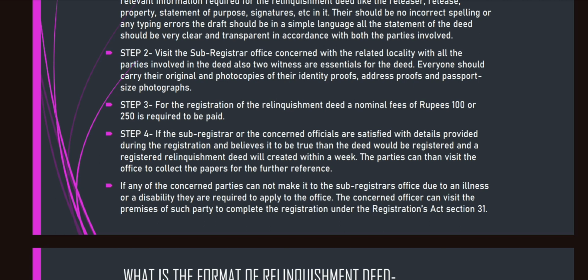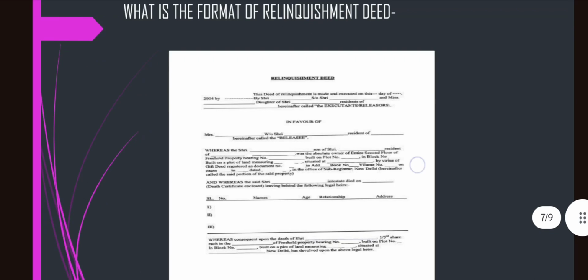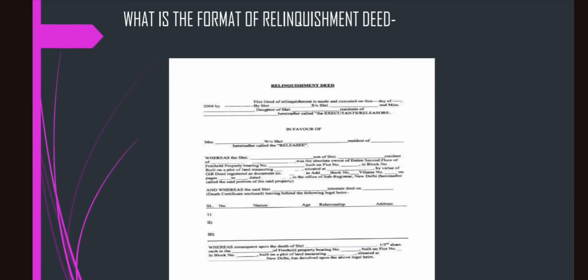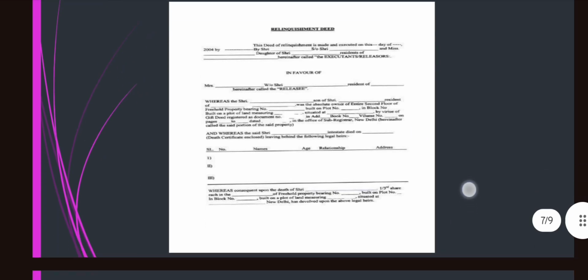In case any of the concerned parties cannot make it to the sub registrar's office due to any illness or disability, they are required to apply to the office. Then the concerned officer can visit the premises of such party to complete the registration under the Registration Act section 31. Now, what is the format of a relinquishment deed? The format is shown in this picture. As everyone can see, this is basically a standard format of a relinquishment deed.